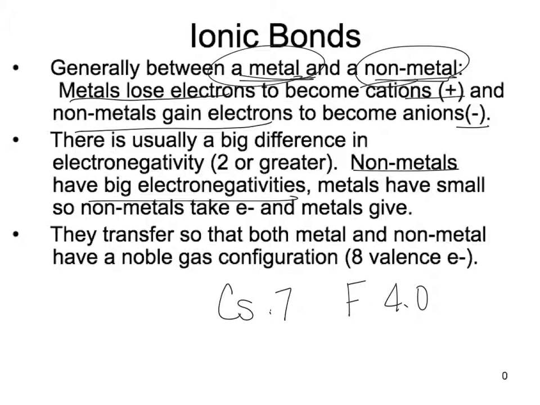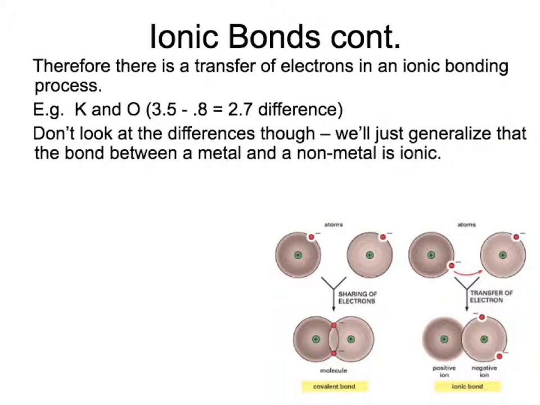However, they're transferring so that both metal and nonmetal have a noble gas configuration, 8 valence electrons. So as an example here, oxygen has a value of 3.5, K has a value of 0.8, the difference is 2.7. Now, don't just look at those differences, we're actually just going to generalize. If you look at a metal and a nonmetal, it's going to be ionic.